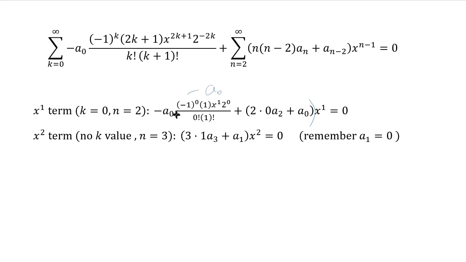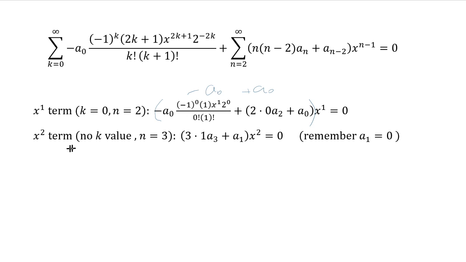Actually, x1 should be factored out. Negative a0 plus a0, so that's just 0. So this is automatically true. And this actually was done before. We already made x the first term, first power 0, so that's already 0.